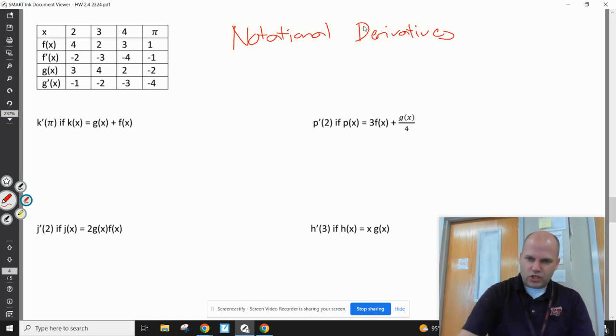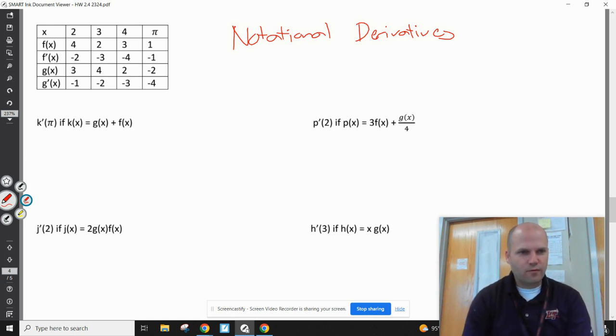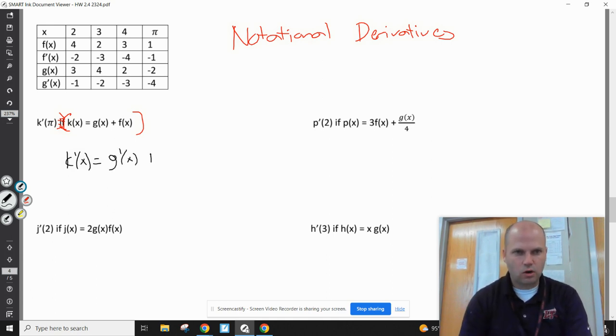The derivative of g is g prime. The derivative of f is f prime. That's it, right? You're trying to find k prime of pi. Okay, I'm going to take the derivative. I'm going to look at the slopes of k. Well, k slopes are k prime. There we go. I have k prime. G slopes are g slopes, g prime. F slopes are f slopes, f prime.